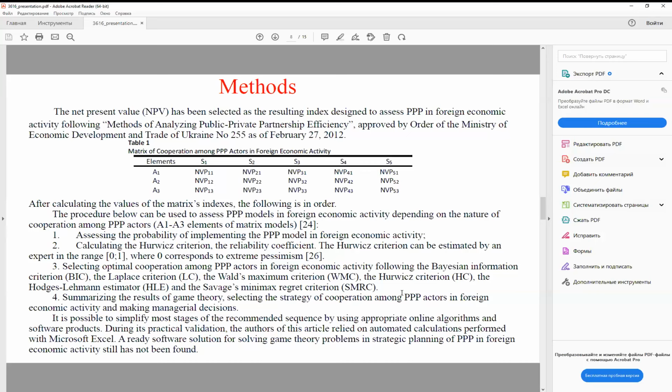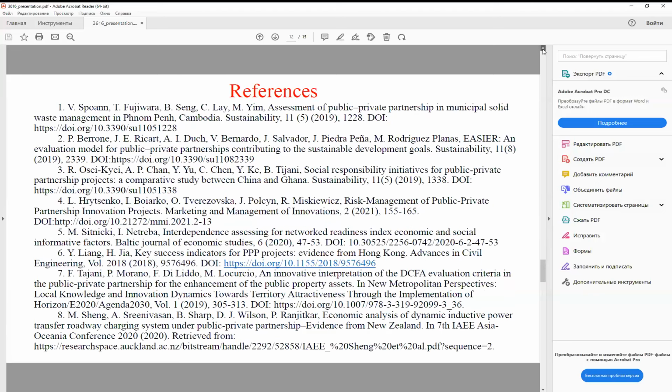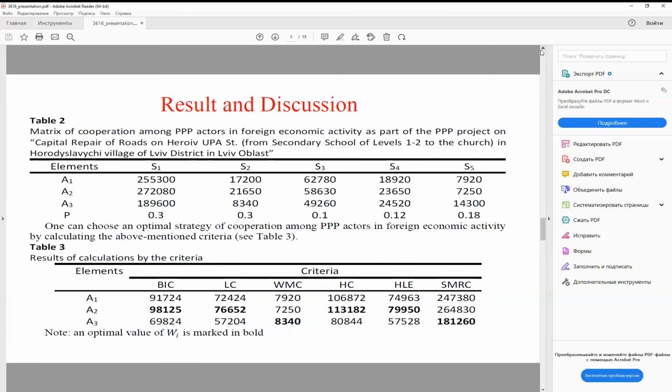It's possible to simplify most stages of the recommended sequence by using appropriate online algorithms and software products. During its practical validation, the authors of this article realized automated calculations performed with Microsoft Excel. A ready software solution for solving game theory problems in studies of planning of PP in foreign economic activity still has not been found. And next, the results and discussion.